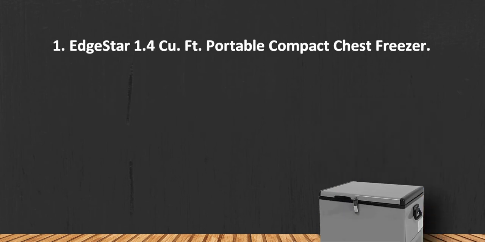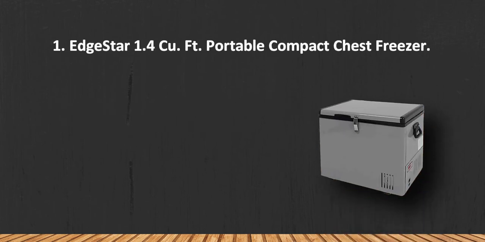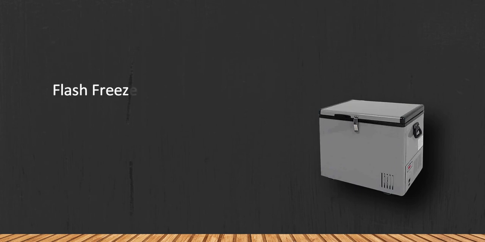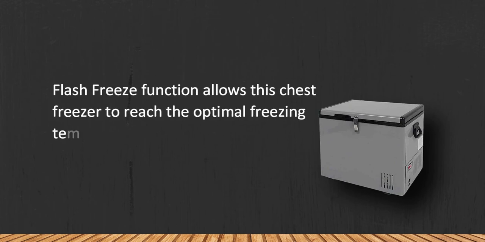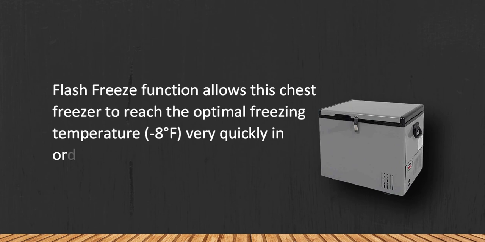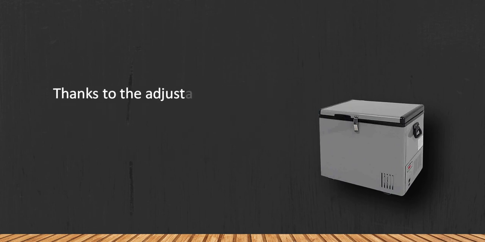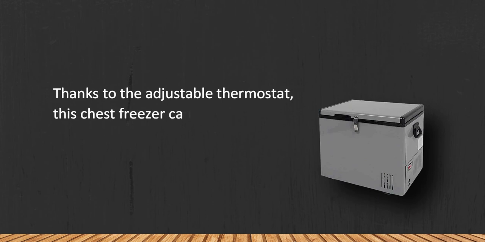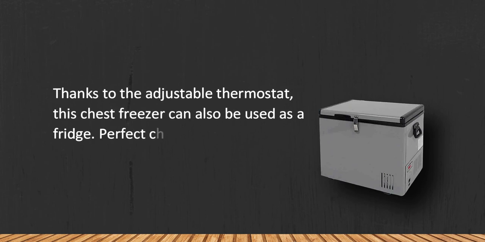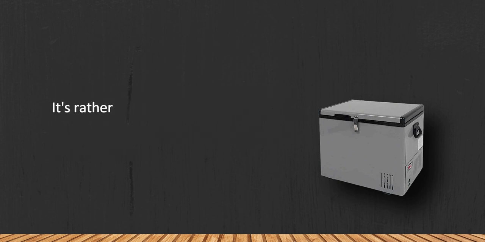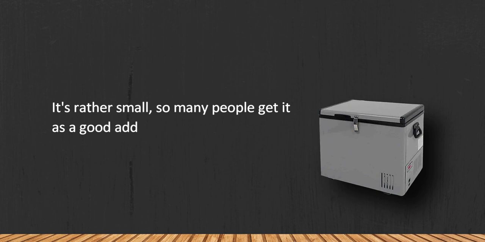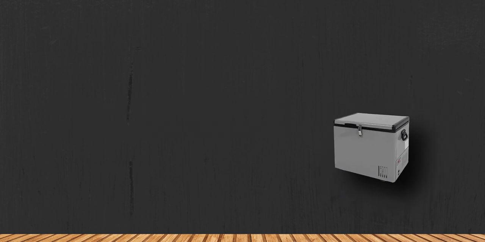At number 1, EdgeStar 1.4 Cu. Ft. portable compact chest freezer. The flash freeze function allows this chest freezer to reach the optimal freezing temperature, minus 8 degrees Fahrenheit, very quickly in order to preserve vitamins. Thanks to the adjustable thermostat, this chest freezer can also be used as a fridge. Perfect choice for use in a car or in a caravan. It's rather small, so many people get it as a good addition to their fridge freezer.